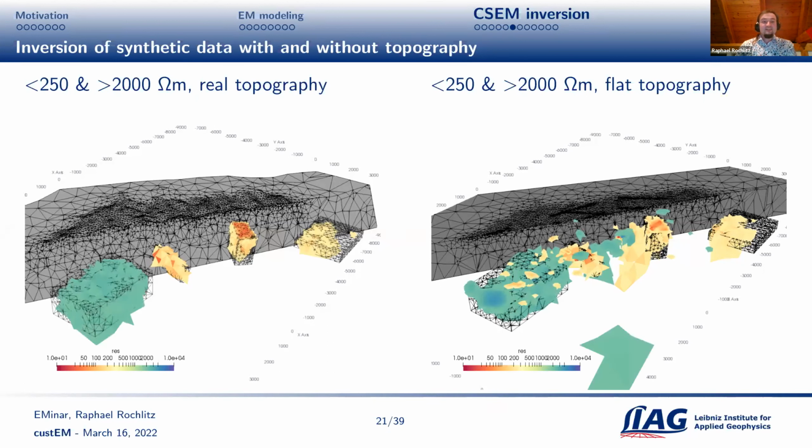Last slide I forgot to show. If we look also at the resistive body, so where resistivity is larger than 2000 ohm meter, we can see that it is very well resolved again in the real topography inversion, but not in the flat topography model, with even more artifacts. So this is one test I wanted to show you.